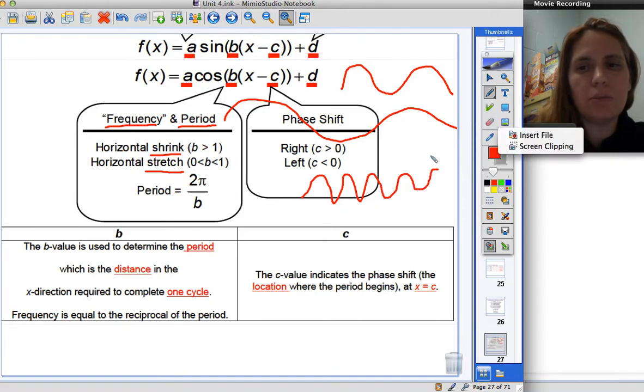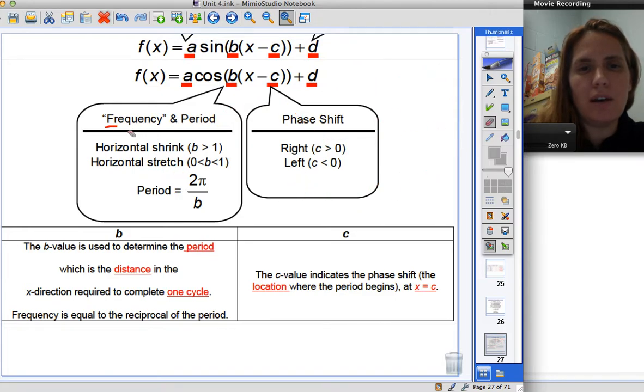So that's what your B value does. It stretches or compresses your sine and cosine graphs horizontally. Think of a slinky, stretching a slinky or compressing a slinky. Okay, that's what the B value does. I'll explain more on how to calculate it and how to calculate the frequency as well in class. For now, you just need to know that it stretches and compresses horizontally.